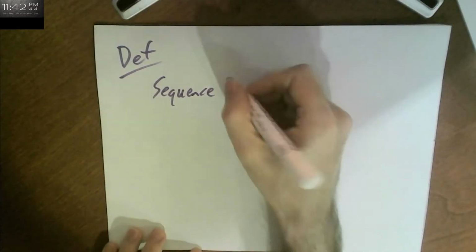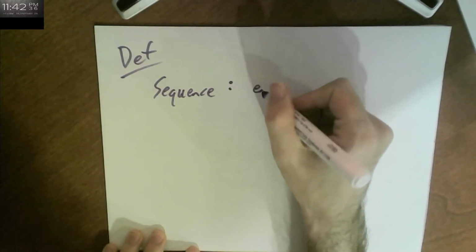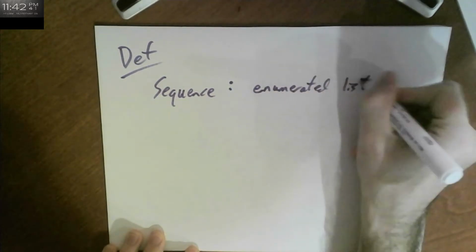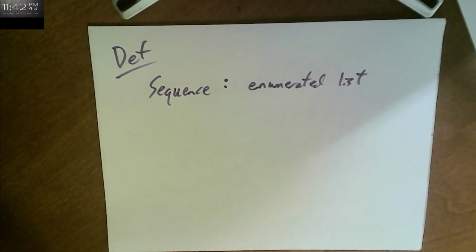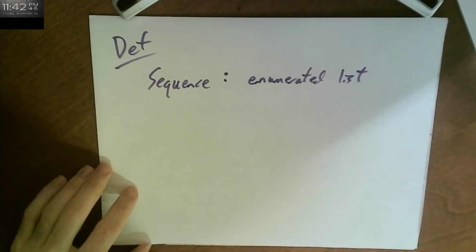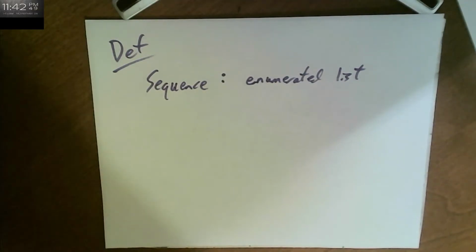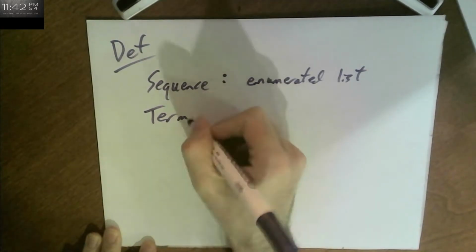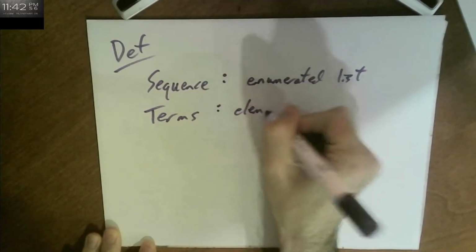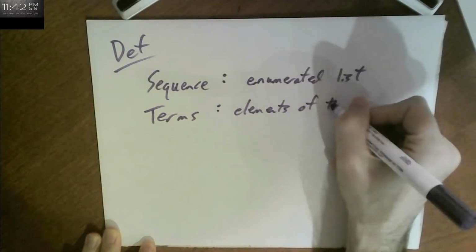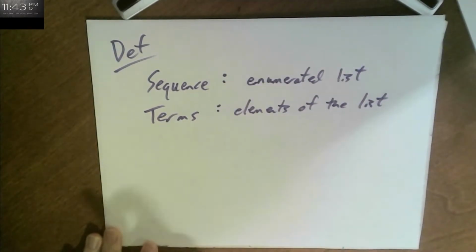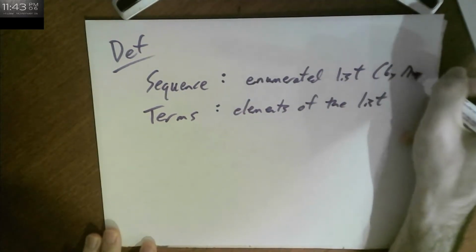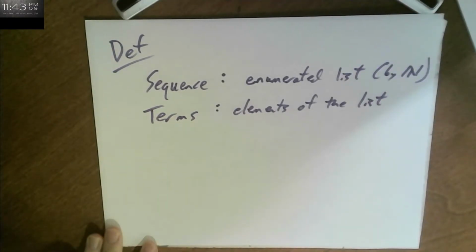But a sequence is an enumerated list. It's a list with an order, right? It's an ordered list, and specifically one that you have identified numbers for each piece of the list. The terms of a sequence are the elements of the list, right? Term 1, term 2, whatever it is. The enumerated list, by the way, is generally enumerated by the natural numbers. You don't have to, but that's usually what you do.